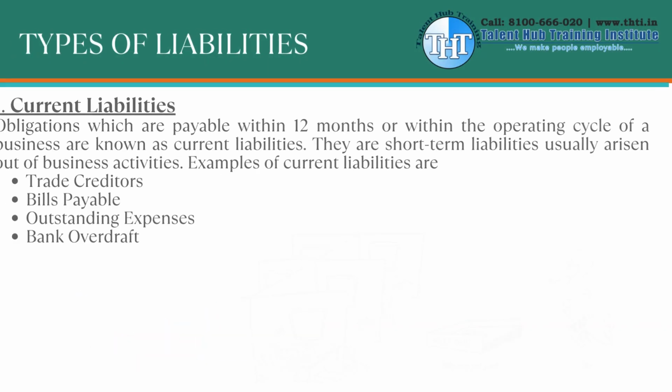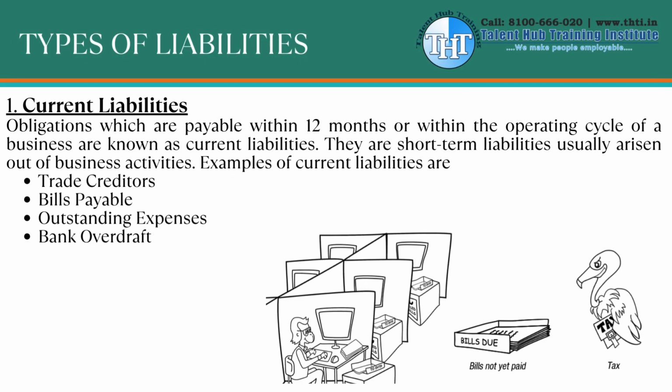Current liabilities: obligations which are payable within 12 months or within the operating cycle of a business are known as current liabilities. They are short-term liabilities usually arisen out of business activities. Examples of current liabilities are trade creditors, bills payable, outstanding expenses, bank overdraft.